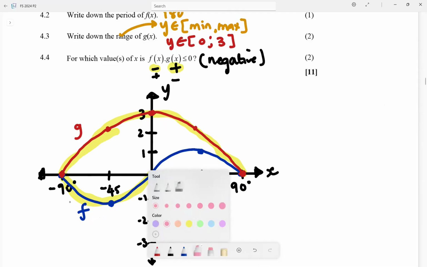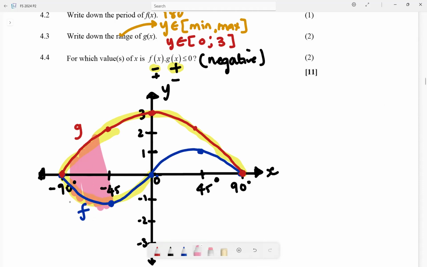Where is that? Can you see at this point? I don't know which color to use. Can you see at this point? This section here is negative and positive, negative and positive. They are different. Can you see that? Only on that portion. But starting from here, not both of them. This one is only positive and this one is positive also.